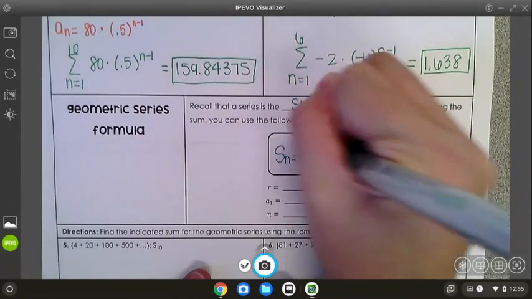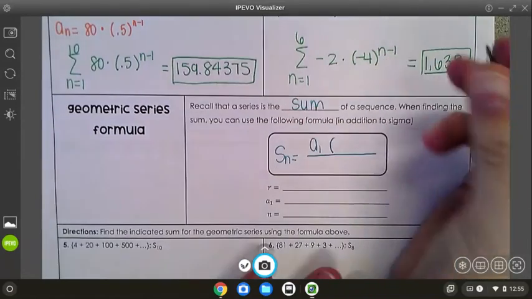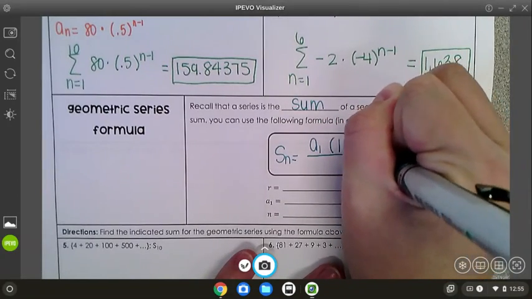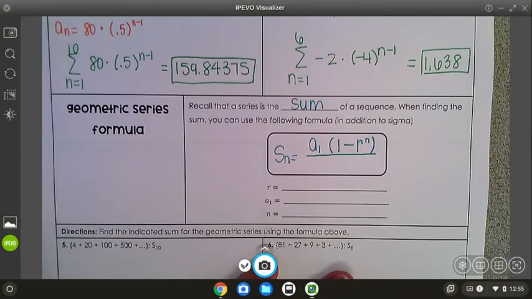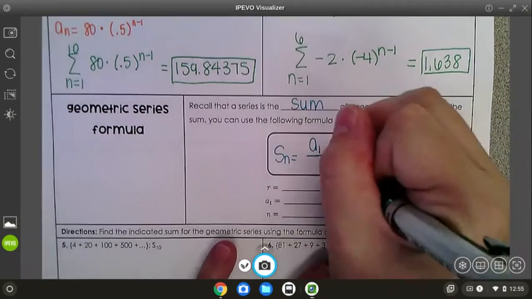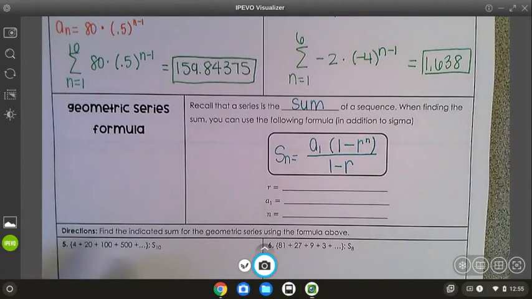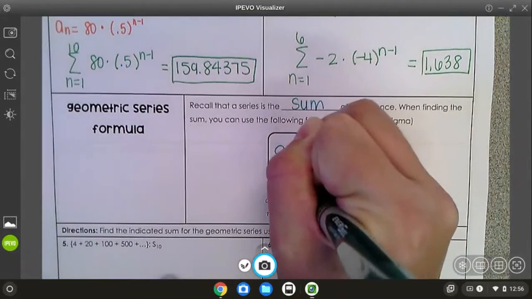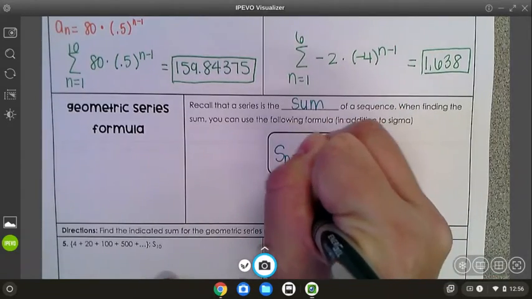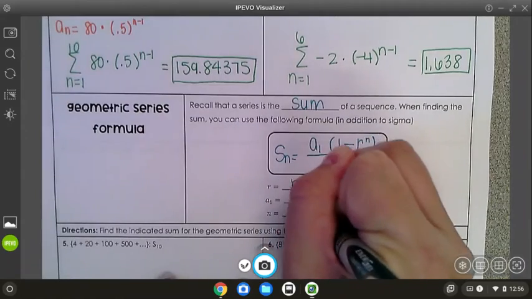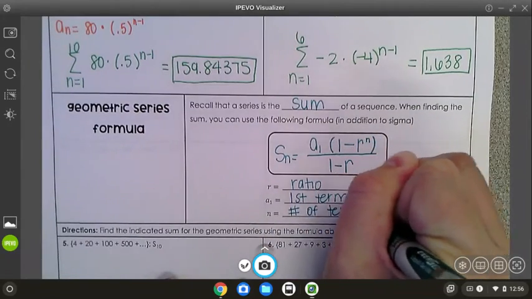All right. So it's A_1 times 1 minus r to the n power over 1 minus r. Looks complicated, but you just type it in the calculator. And remember, r is our ratio. A_1 is our first term. And n is the number of terms.